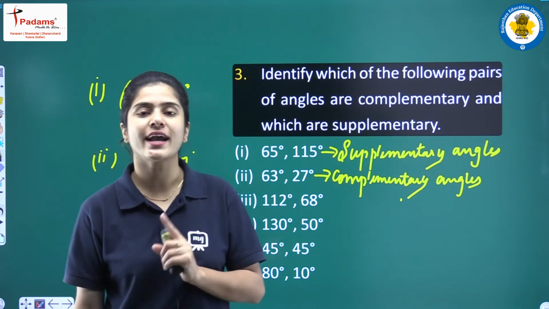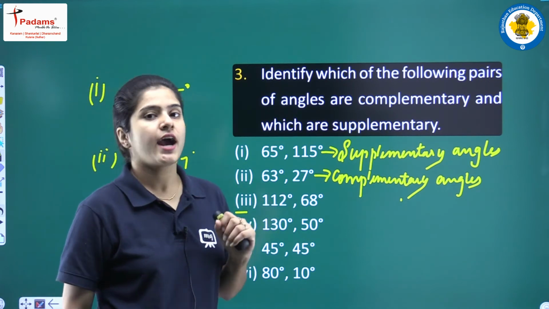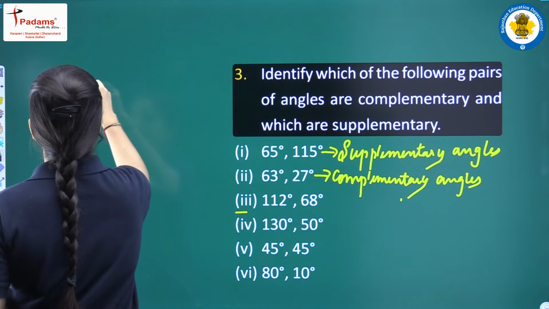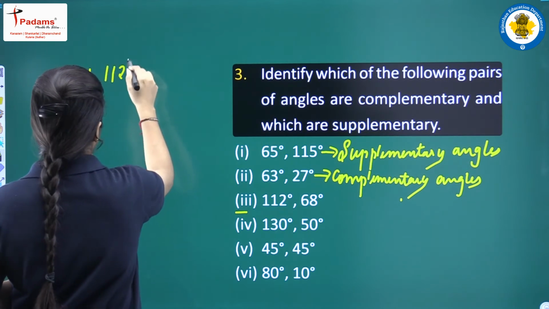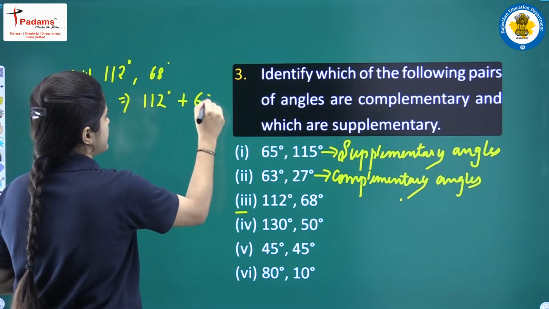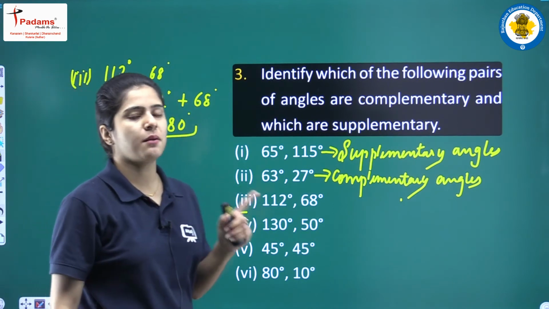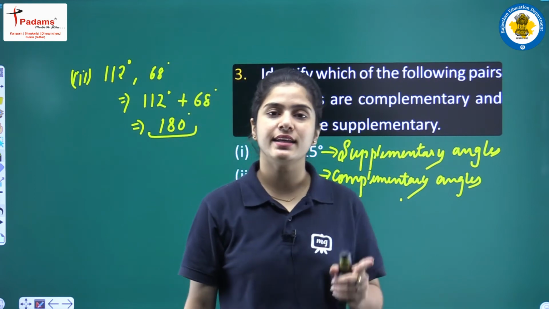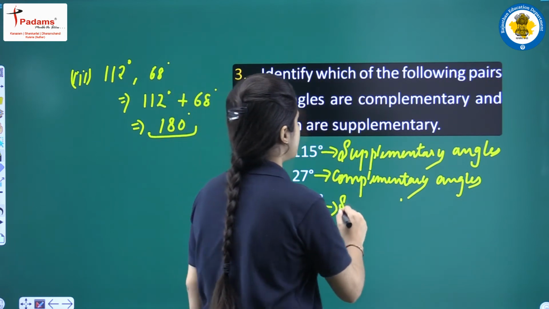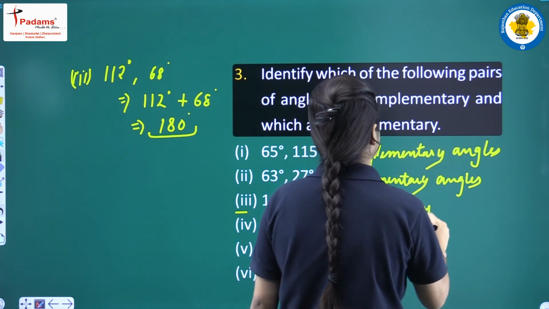Okay students, looking at the third part students, this is 112 degree and 68 degree, and what is the sum of these two angles students? 112 degree and 68 degree. So 112 degree plus 68 degree is equals to 180 degree, right? So when the sum of any two angles is equals to 180 degree, then those two angles are called supplementary angles. Okay students, so this is supplementary angles.